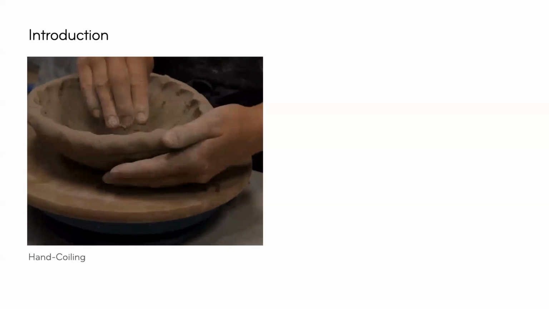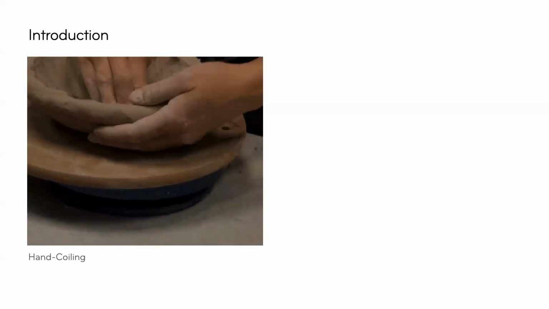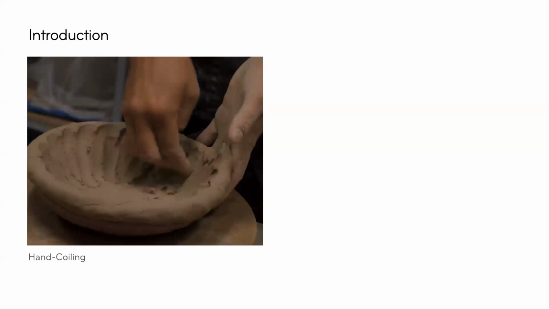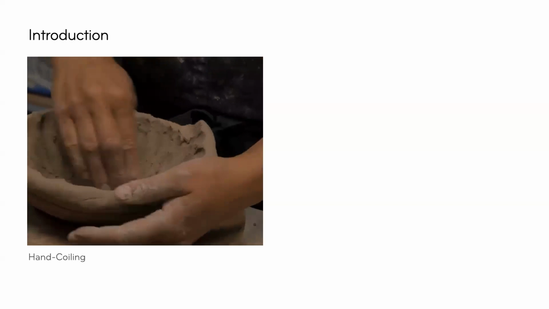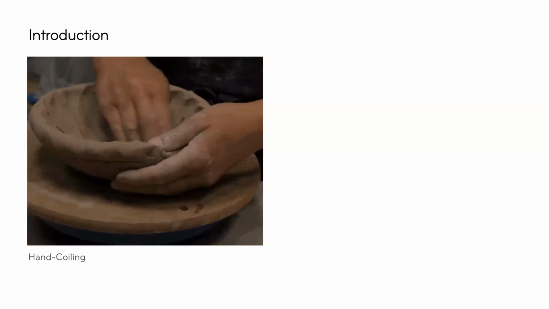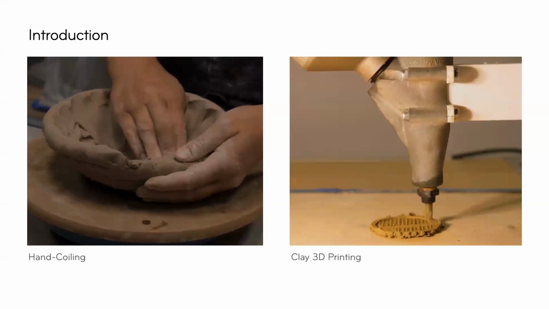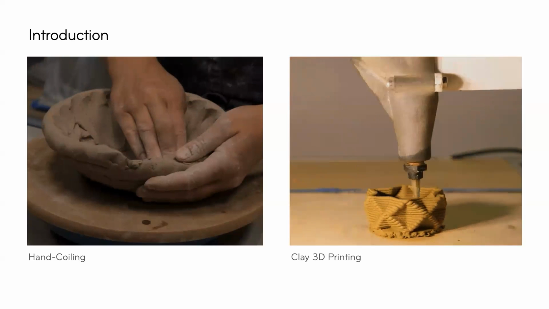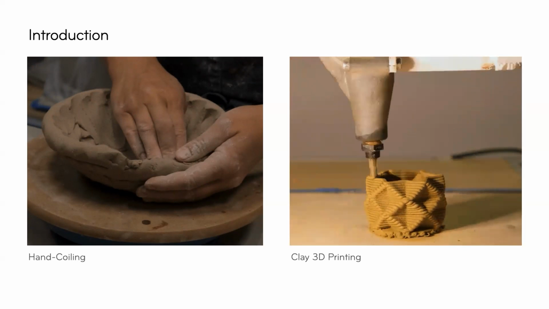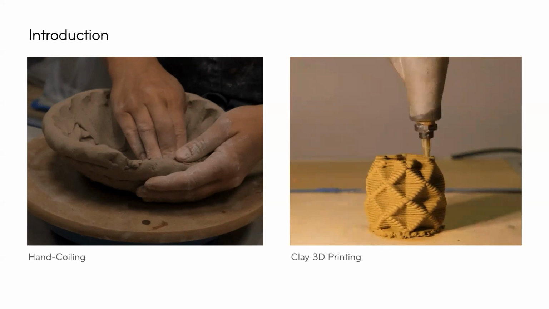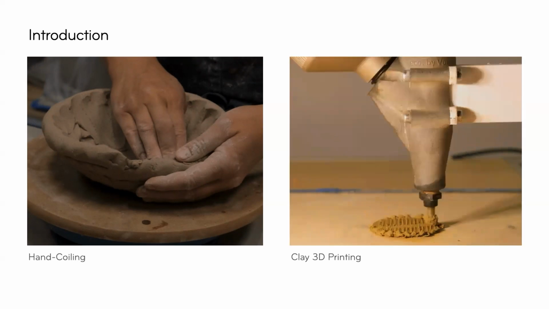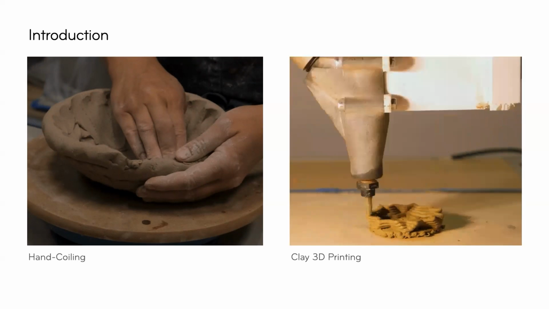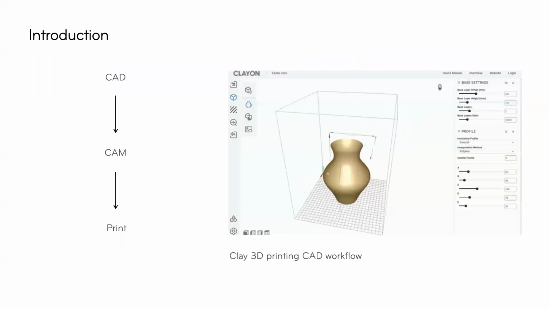Hand coiling is the ancient practice of building vessels layer by layer with hand-rolled coils. Ceramicists using this technique can build vessels showing a wide range of aesthetic and functional qualities. Similar to coiling, clay 3D printers fabricate 3D structures by extruding coils of clay, which are vertically layered and compacted in succession. While clay 3D printers use similar materials and concepts as hand coiling, they require fundamentally different tools.